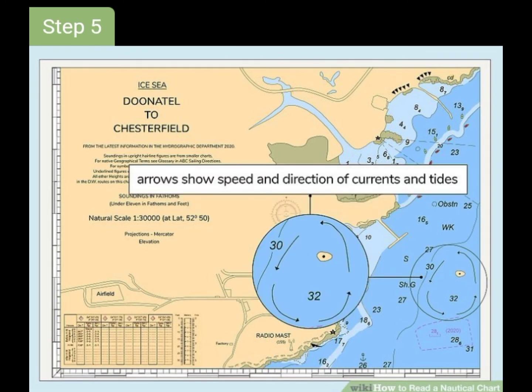Step 5. Follow arrows for the speed and direction of currents and tides. Currents are indicated by arrows with numbers over them. The direction of the arrow tells you which way the current moves. The number lets you know the water speed in knots.